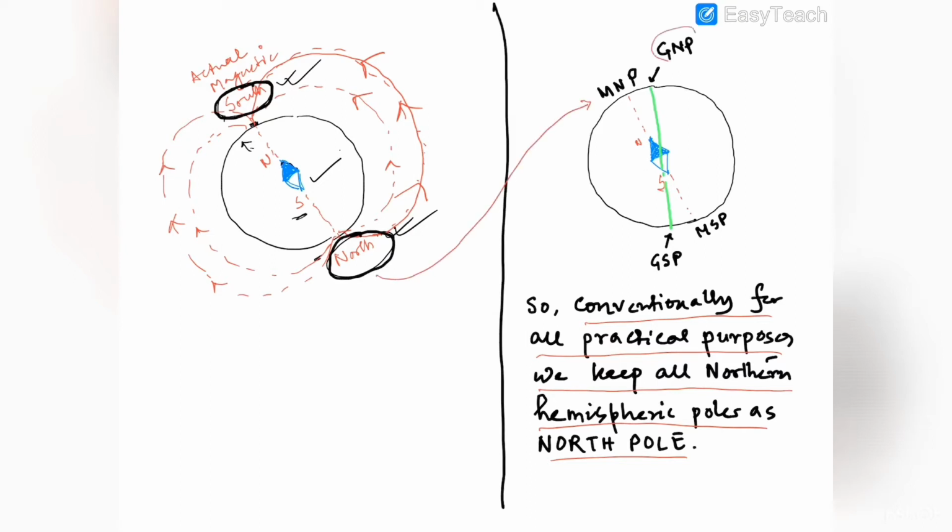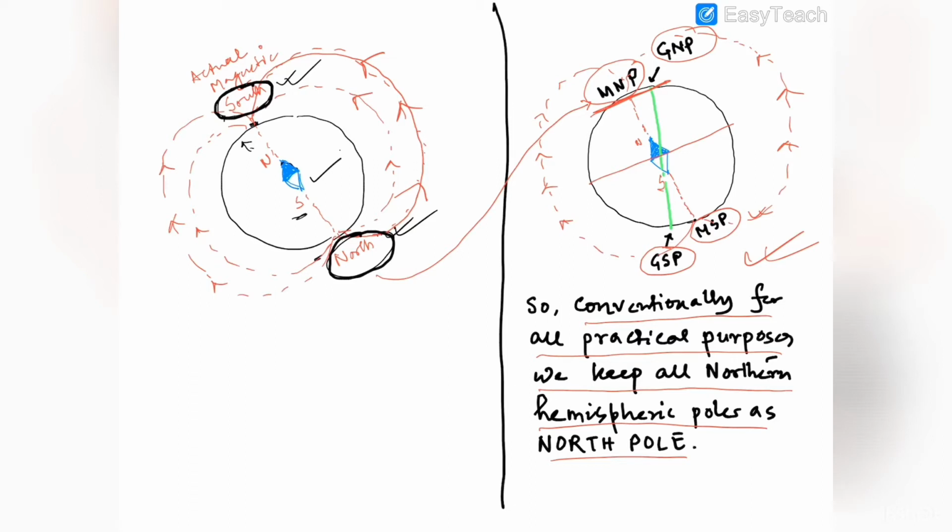So both the geographical north pole and the magnetic north pole will be in the northern hemisphere, and both the geographical south pole and the magnetic south pole will be in the southern hemisphere. But the original lines of force direction will not change. So just remember this right side diagram and directly draw this in your exam paper.